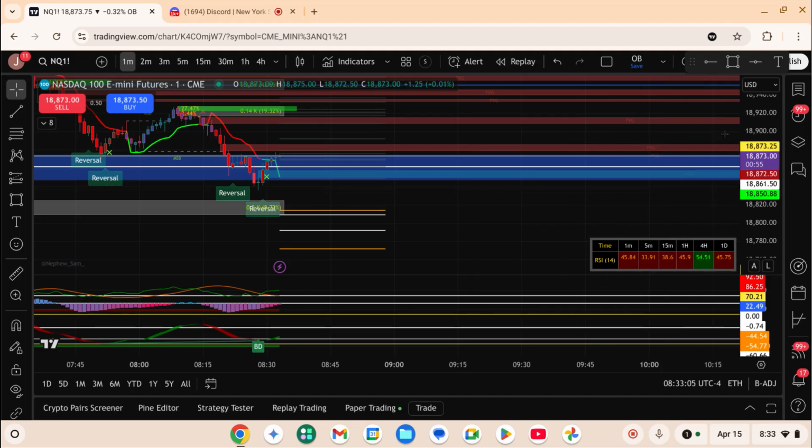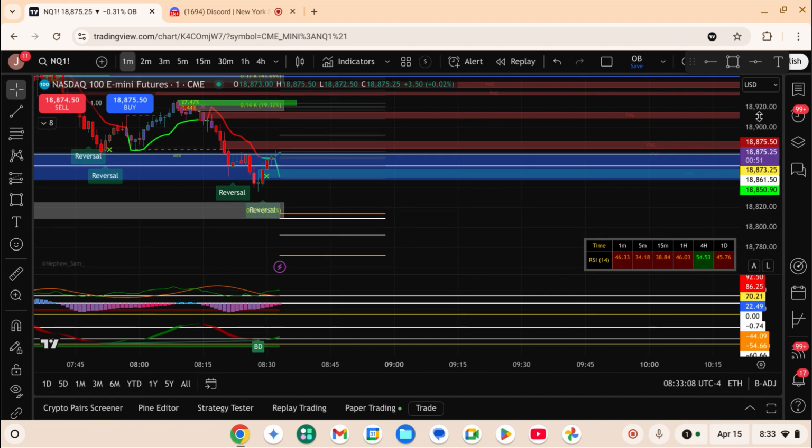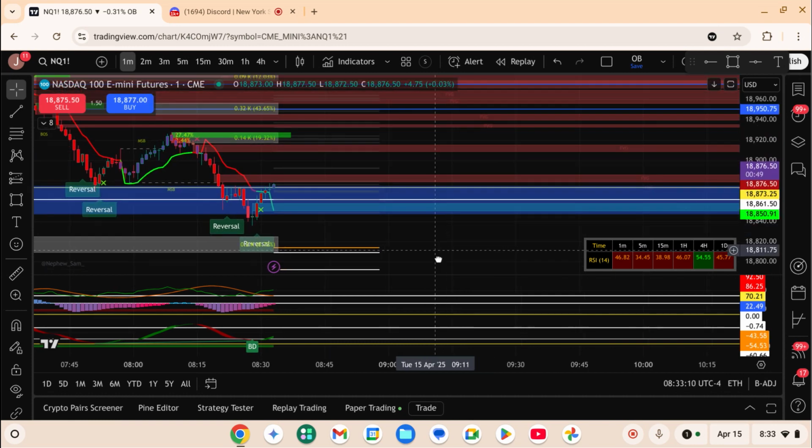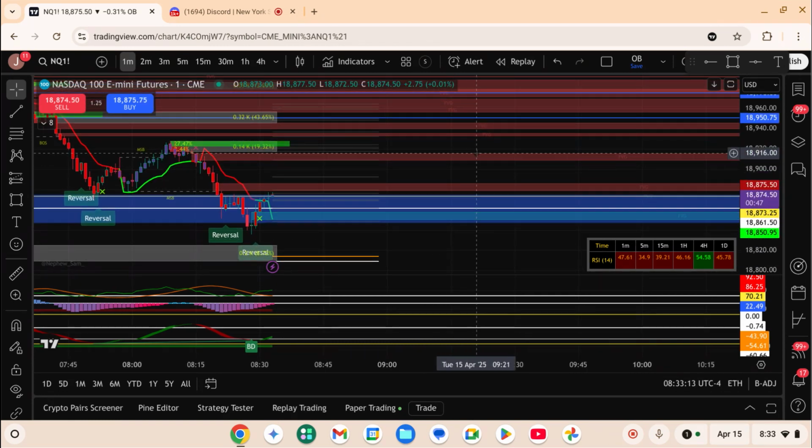Those are some weak closes. So momentum is kicking in. We just need volume.